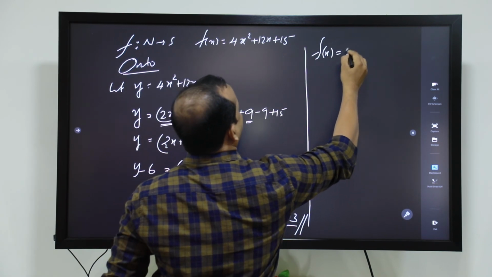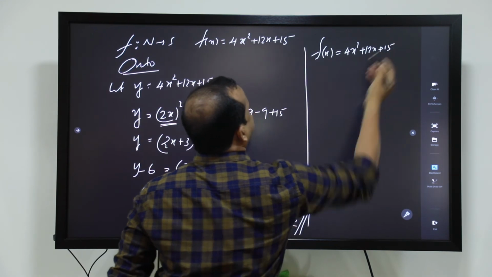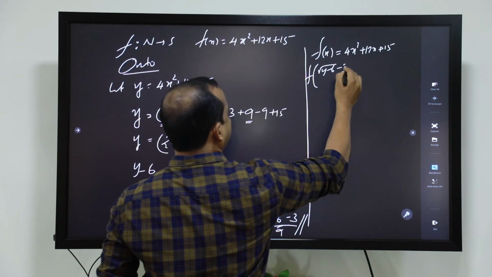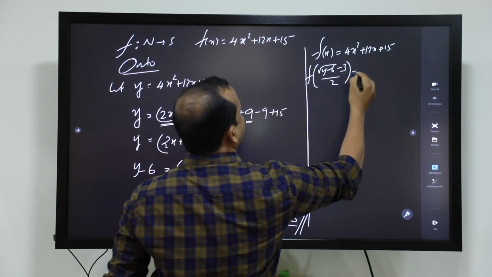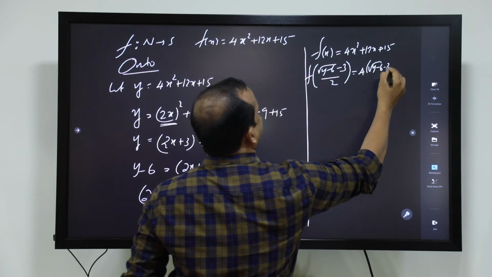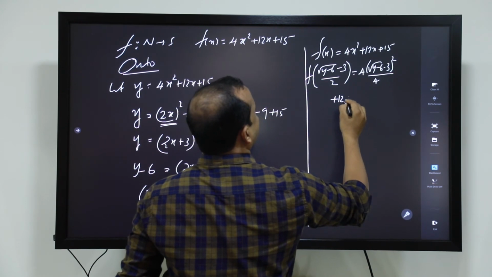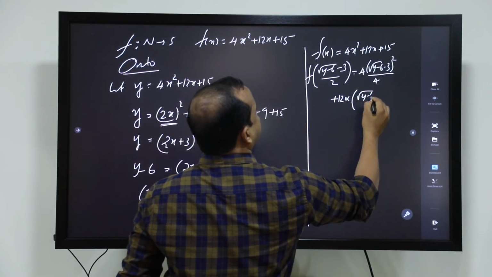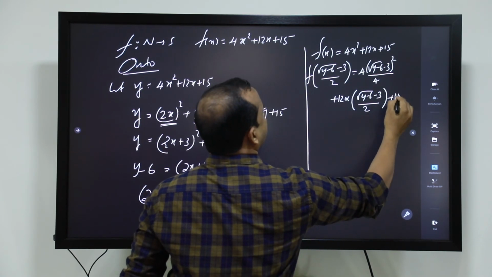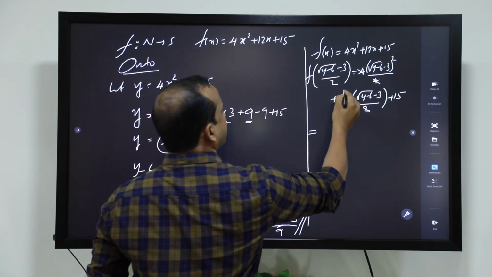f of x is equal to 4x squared plus 12x plus 15. So f of (root of y minus 6 minus 3)/2 is equal to 4 into (root of y minus 6 minus 3) the whole squared divided by 4, plus 12 into (root of y minus 6 minus 3) divided by 2, plus 15. Here the 4 cancels, and 12 divided by 2 gives 6.